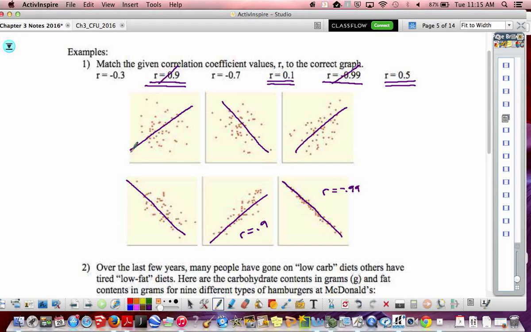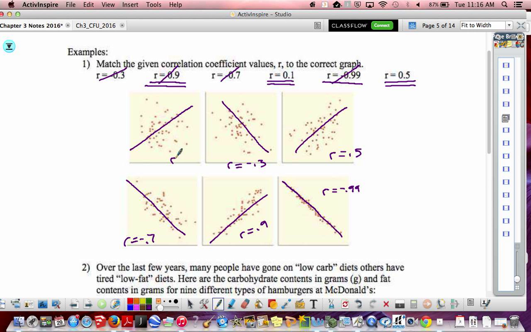So now, if I look at my 2 negatives, the middle top here and this one here, which one's closer to negative 0.7? Top or bottom? Yeah, I'd go with bottom too. Negative 0.7. Then this one would be negative 0.3. So now, of the 2 that we've got left, which one looks closer to 0.5? One on the right.